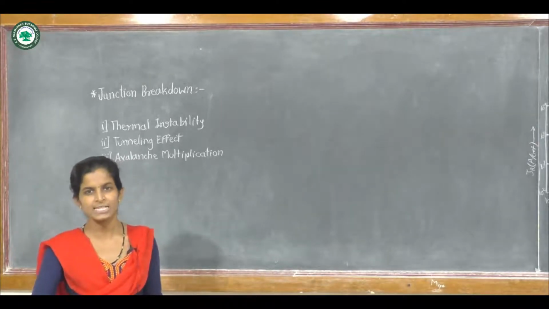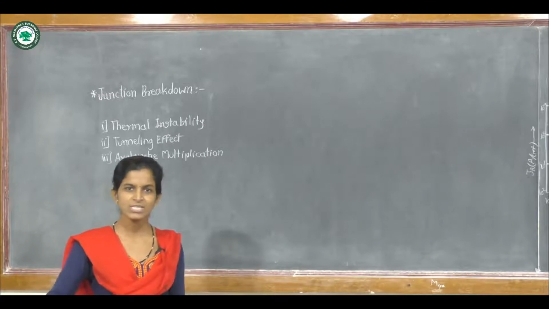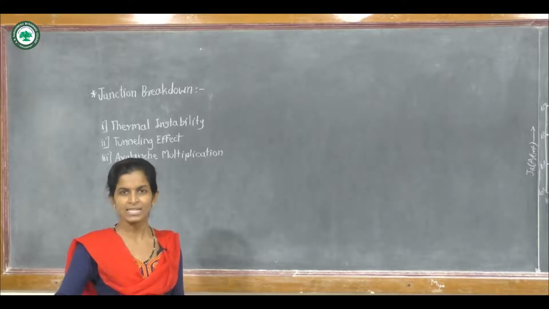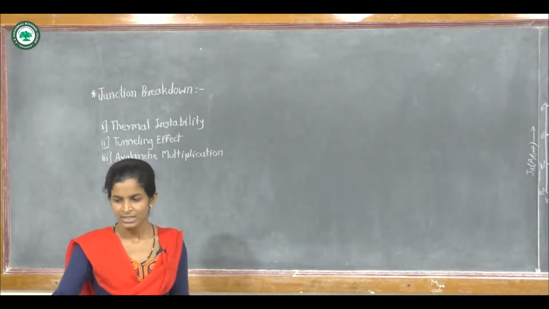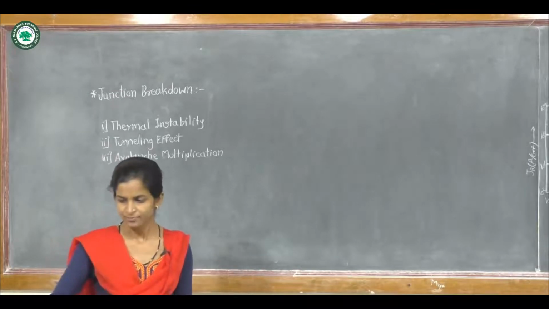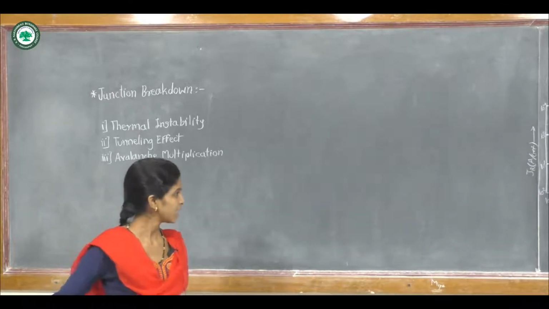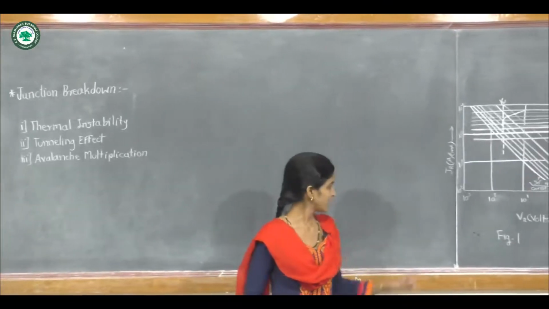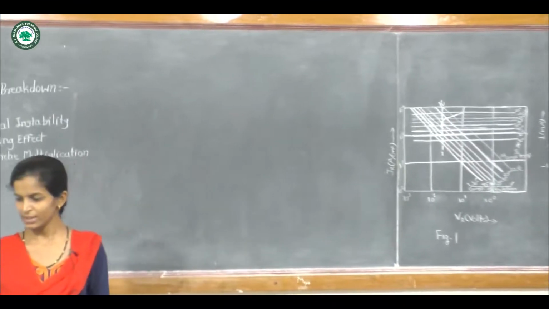Because of heat dissipation caused by reverse current at high reverse voltage, the junction temperature increases. This increase in temperature in turn increases reverse current in comparison with the value at the lower voltages. The temperature effect on reverse IV characteristic is as shown in this figure. So this figure, that is figure 1, shows the effect of temperature on the reverse IV characteristic.